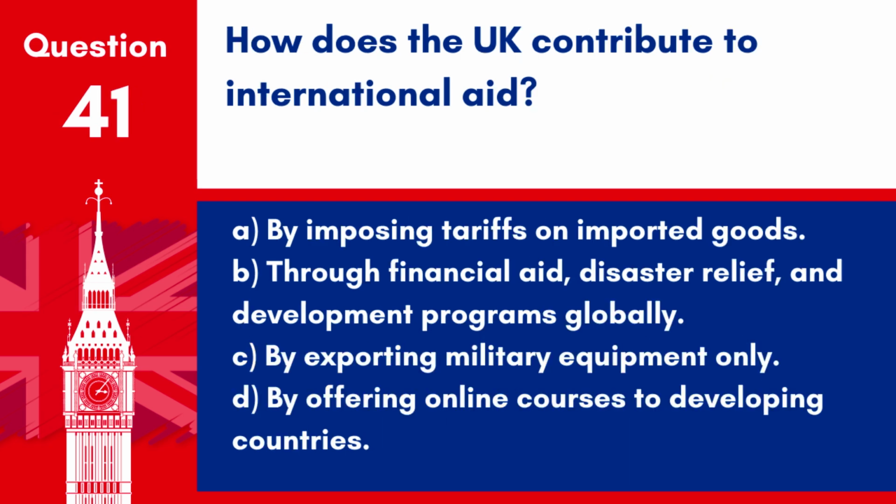Question 41. How does the UK contribute to international aid? A. By imposing tariffs on imported goods. B. Through financial aid, disaster relief, and development programs globally. C. By exporting military equipment only. D. By offering online courses to developing countries.